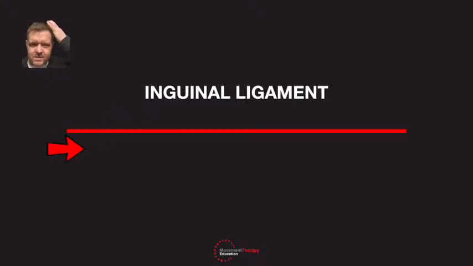But before we do that, just want to include this inguinal ligament as well. So if you've not heard of this before, it is the bottom of your abdominal wall. Okay, so it's where your ab muscles attach into is the inguinal ligament.